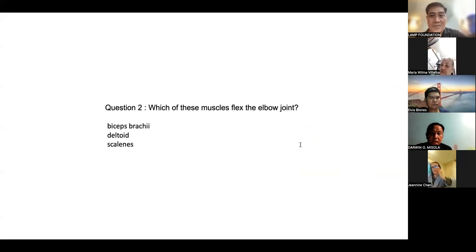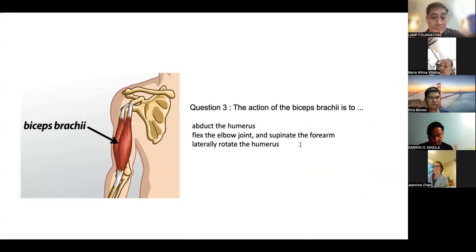Okay. Which of these muscles flex the elbow joint? Biceps brachii. The action of the biceps brachii is to flex the elbow joint and supinate the forearm. Okay. Can you show us how we supinate the forearm?